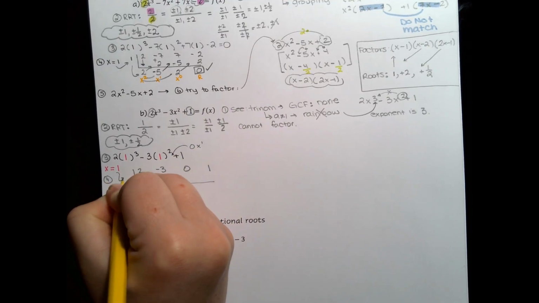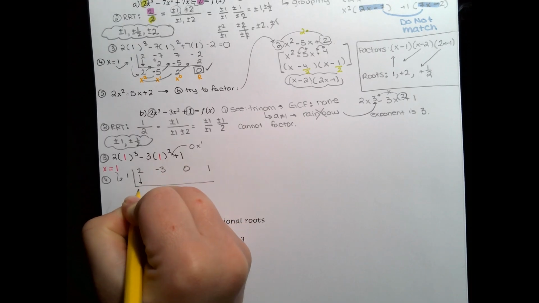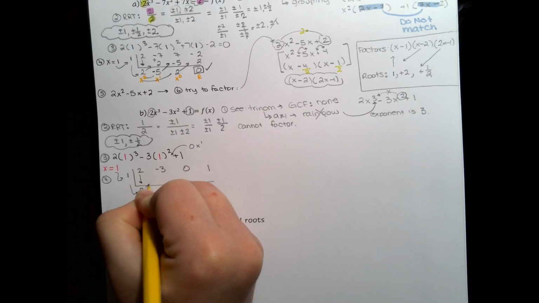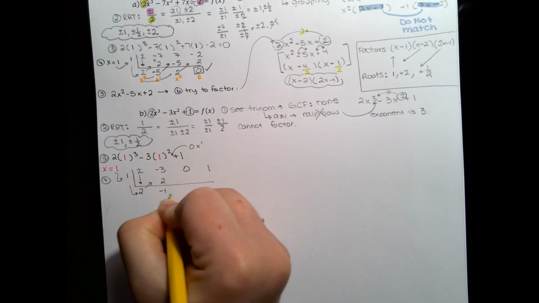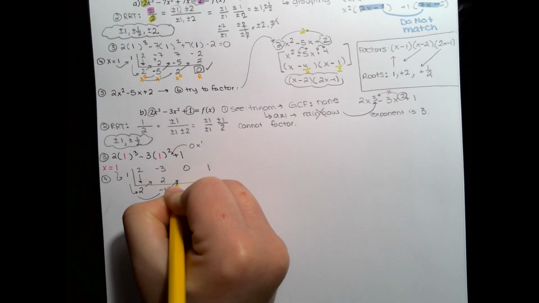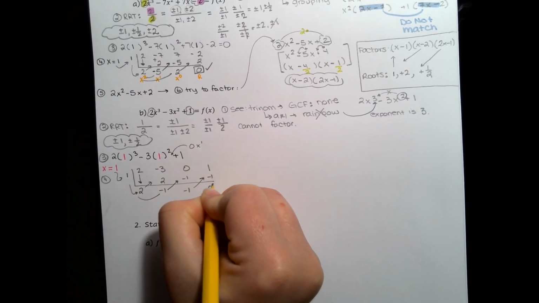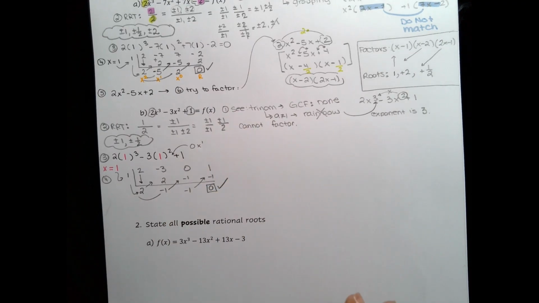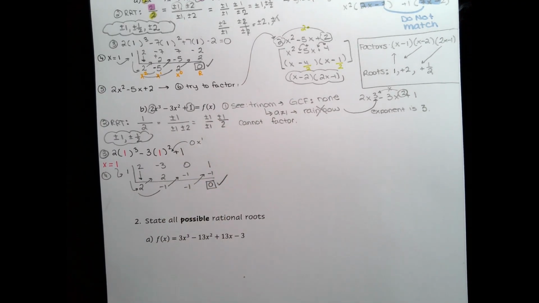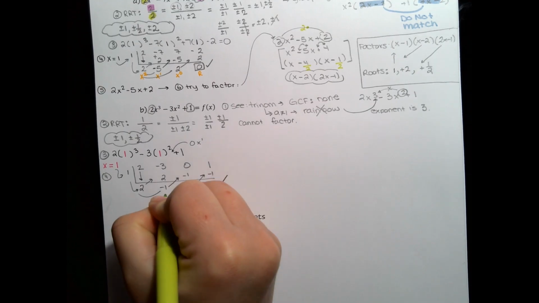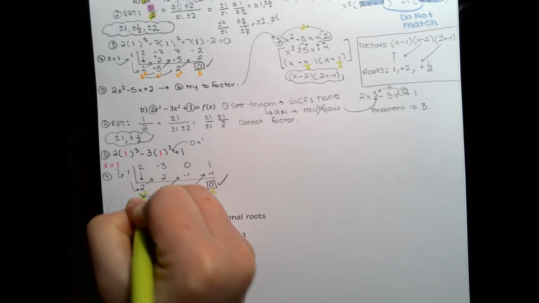Okay, take that root of 1, write it on the outside, bring down the 2, multiply on the outside, and add on the inside. Remember, your remainder must be 0. If it does not have a remainder of 0, that means you don't have the correct root, or you made a mistake in your synthetic division. All right, writing it backwards, we have a remainder. We have an exponent of 0, exponent of 1, exponent of 2.